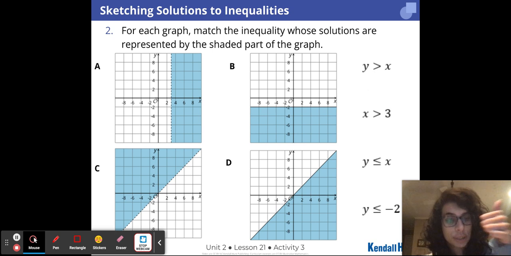And like I said, look for your dashed and solid lines first. Look at which way it's being shaded. Look at the variables. And test a point, right? Choose the point -2, -2. Is that a solution? Is it not a solution? If it's not a solution, then you know which way it should be shaded. If it is a solution, then you know which way it should be shaded. So we're going to be doing some practice with that over the next few activities.